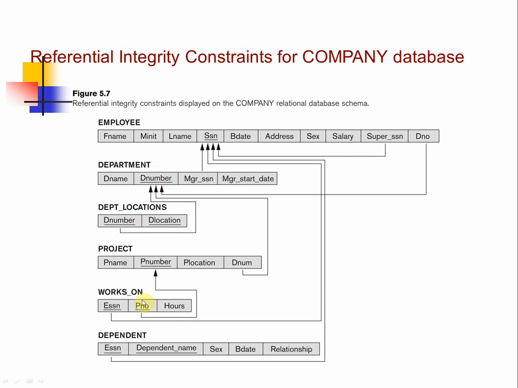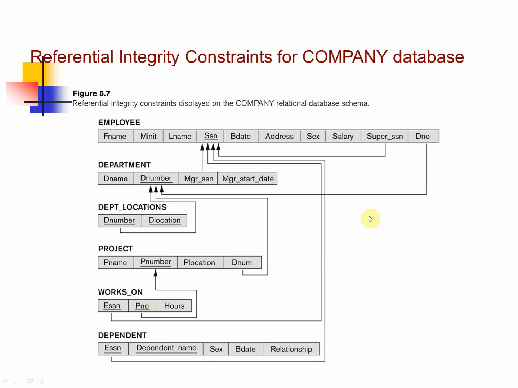Another example is the works on. Think about this. Works on indicating that an employee can work on multiple projects, while multiple projects can be worked on by multiple employees. In this case, this is a many-to-many relationship. That's why we need to create an additional table, which is what we call works on, that the primary key of works on is a combination of ESSN and PNO. At the same time, both of them are foreign keys referencing other two tables.